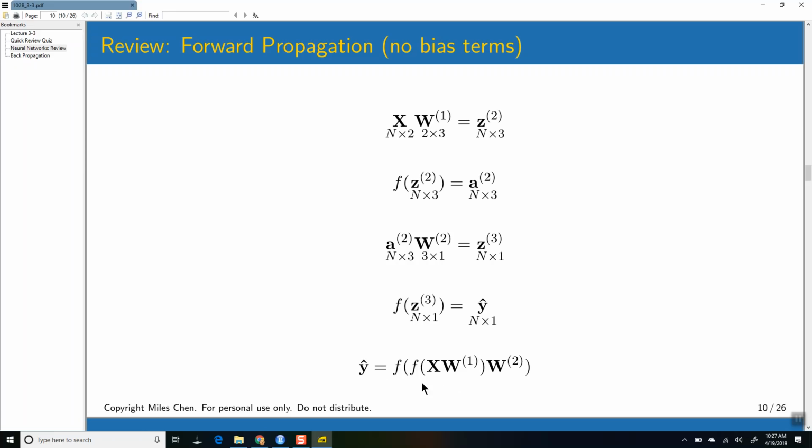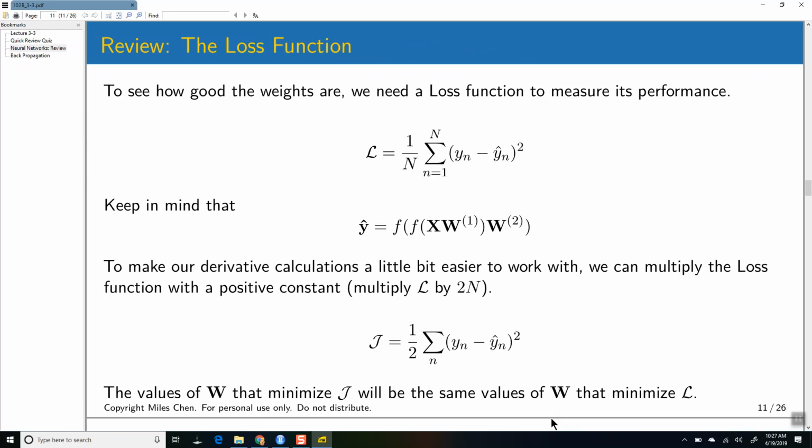And so our fitted values, if we just chain everything together, it looks like this, f of X times W1 times W2, and we have that, okay. And so our loss function, we've got some kind of loss function. And so here I've got the mean squared error.